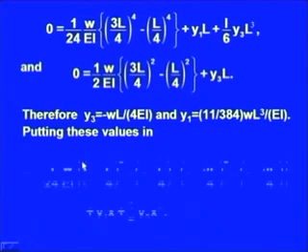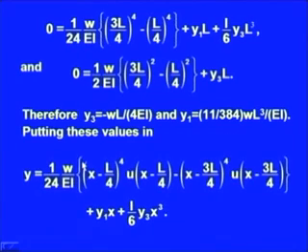Putting these values in the expression for y, we get the deflection at any point x of the beam as this: 1 by 24 w over E I, x minus L by 4 raised to the power 4 into u x minus L by 4, minus x minus 3 L by 4 raised to the power 4 into u x minus 3 L by 4, plus y 1 x plus 1 by 6 y 3 x cube.